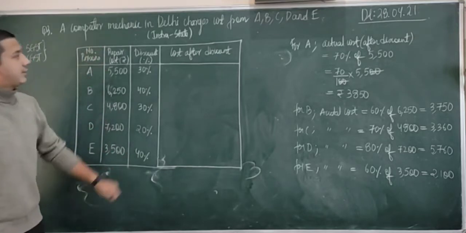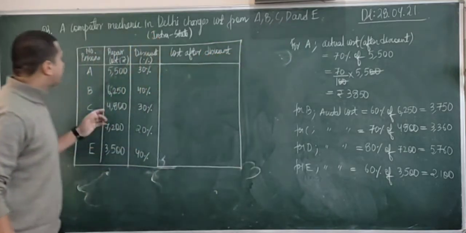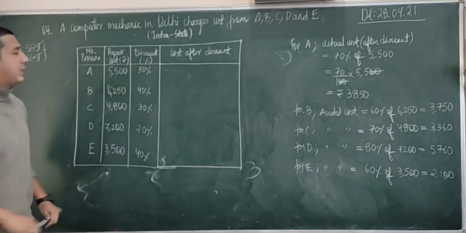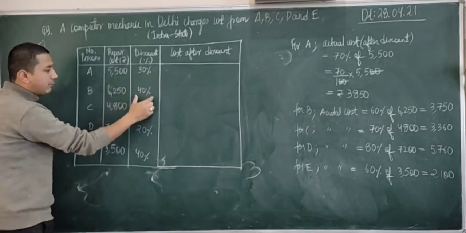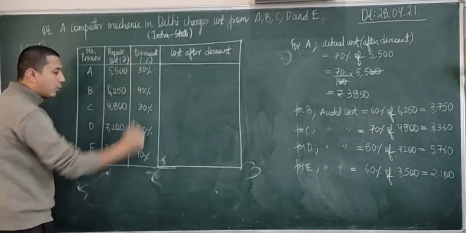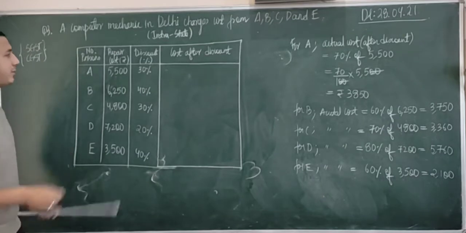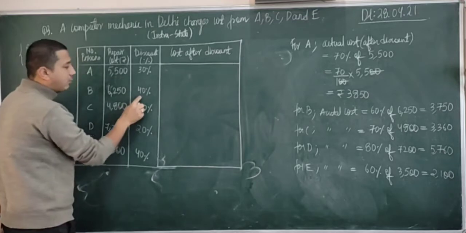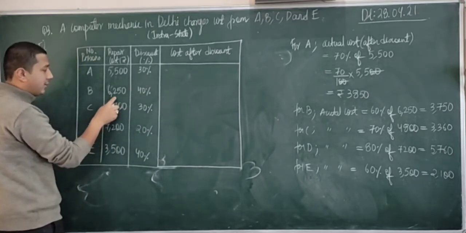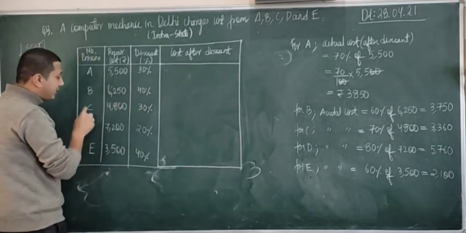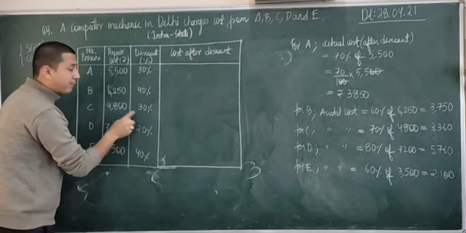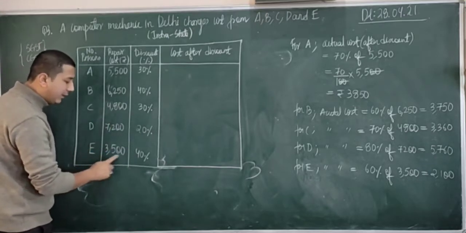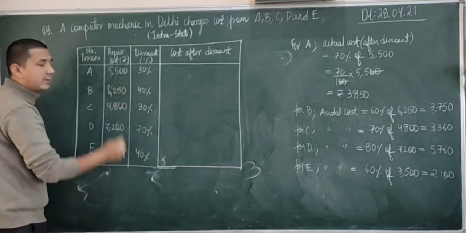So he charges these 5 different persons this price with this discount. Am I clear? He is giving discount to A, B, C, all of these 5 persons. Which means A has to pay only 70% of this, B has to pay only 60% of this because he is getting a 40% discount. C has to pay only 70%, D only 80%, and E only 60% because they are getting the discount.